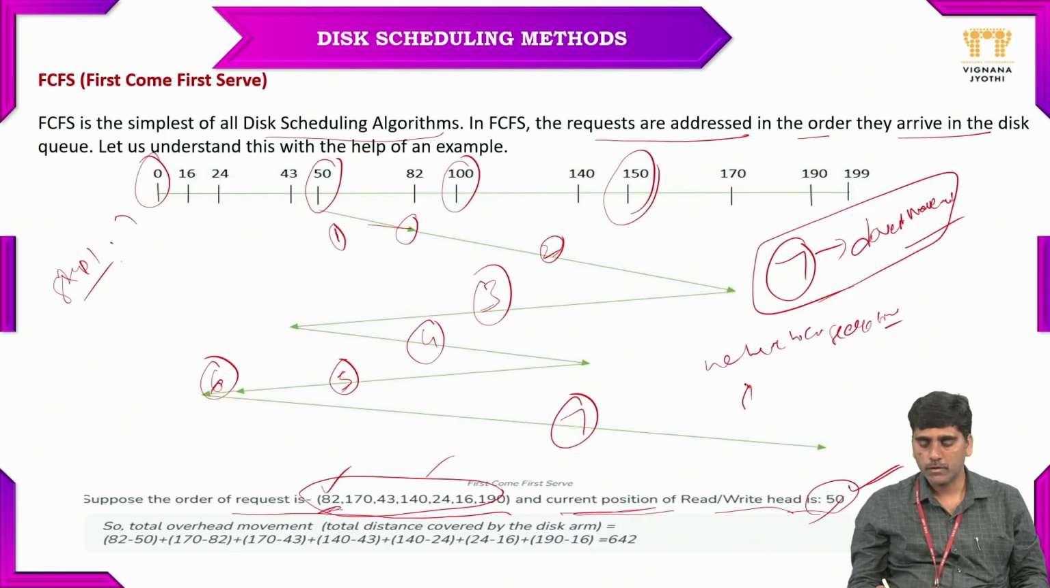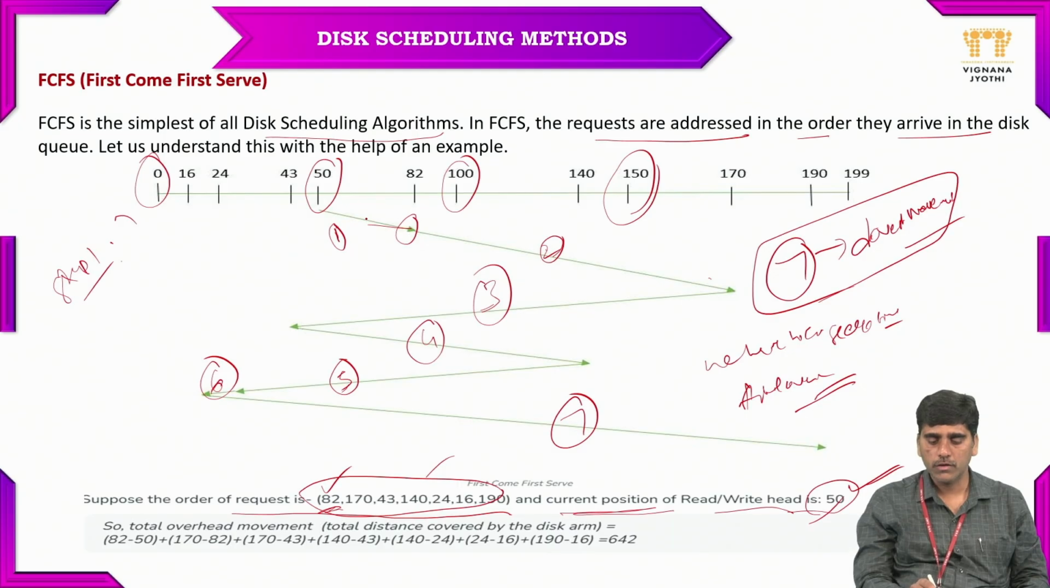Total head movement equals the difference between the two positions, that is, the difference between starting and ending. Like that, we can add all the differences into the total head movement. So how will it be added? 50 to 82, the first one, so 82 minus 50. The next, 170 to 82, that will be added. The next, 170 to 43, is added.